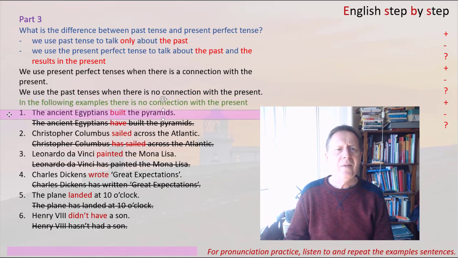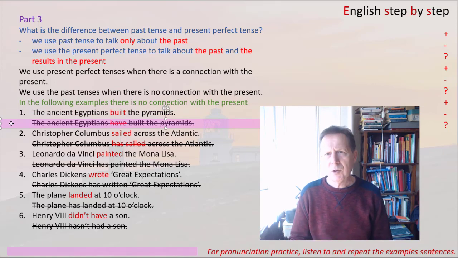Now, in the following examples, there is no connection with the present. Number one, the ancient Egyptians built the pyramids. It's history. The ancient Egyptians have built the pyramids. Well, that's not logical because there is no connection with the present. The ancient Egyptians don't exist anymore.